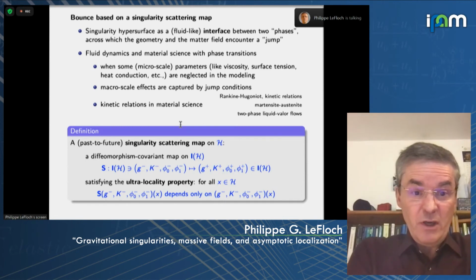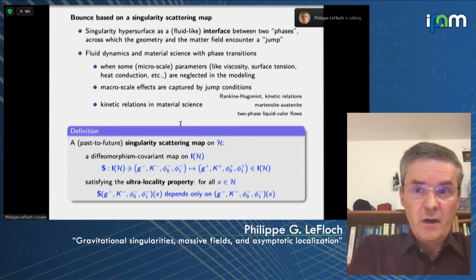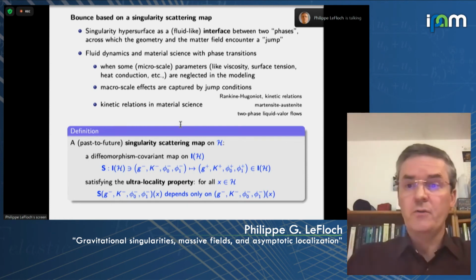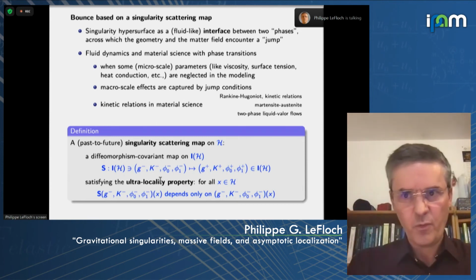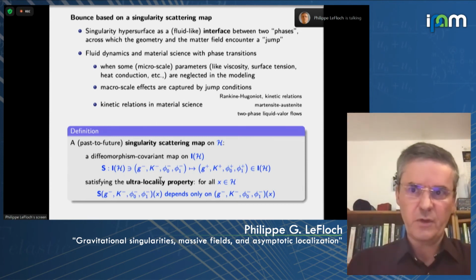singularity, let me introduce a notation, capital S, for a map that does what I told you. So I have data on one side to data on the other side. I call this map S, and I require this map to be diffeomorphism covariant, so it doesn't depend on coordinates or anything like that. And also it has to be ultra-local, which is probably from a physical perspective quite natural. Or at least that's what we believe. And by looking at examples, specific models, it seems to be a reasonable assumption.